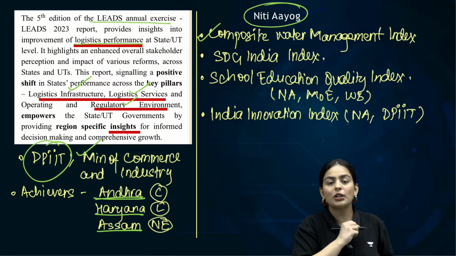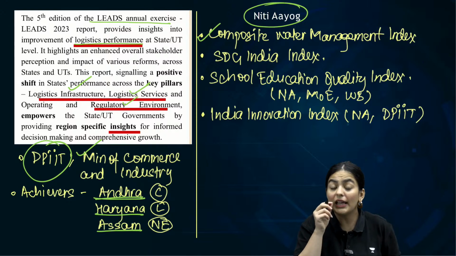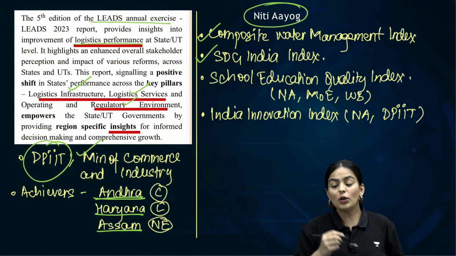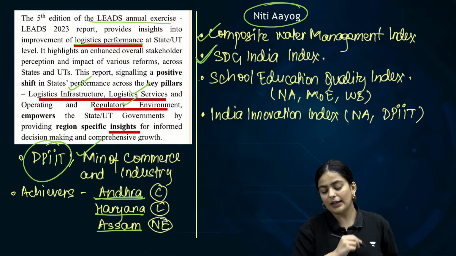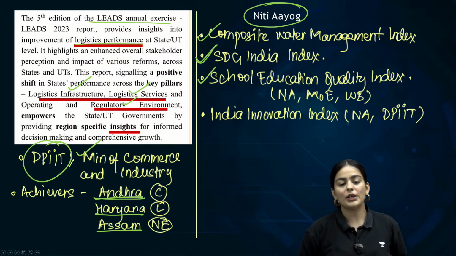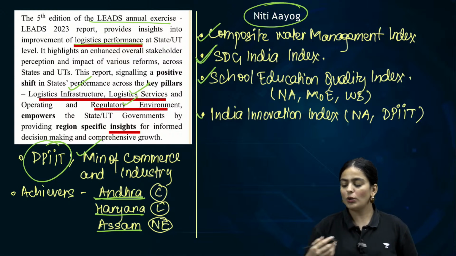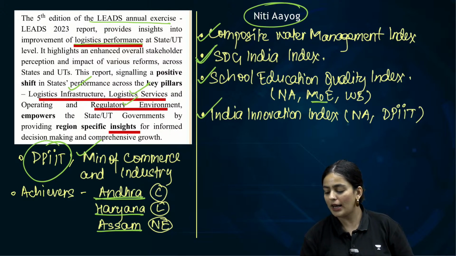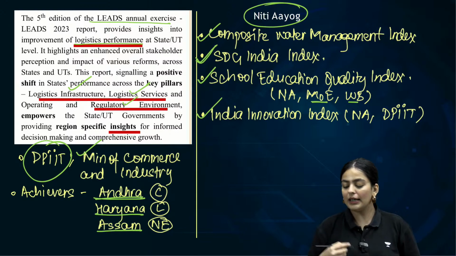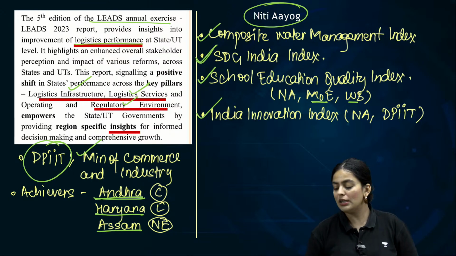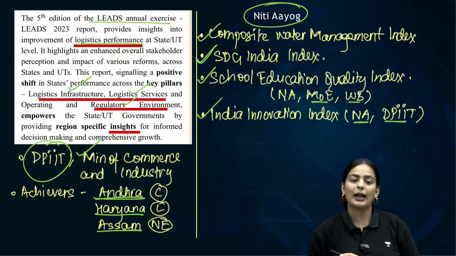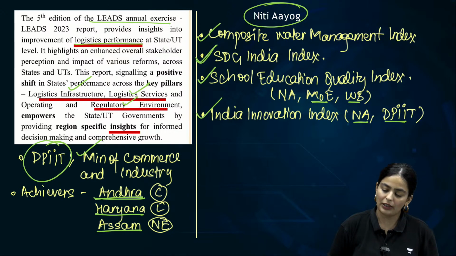When you talk about Niti Aayog, a few important reports have been clubbed here. The Composite Water Management Index, the SDG India Index, it's important. The School Education Quality Index and the India Innovation Index. Of course, the School Education Quality Index also involves the Ministry of Education and World Bank, and the India Innovation Index involves DPIIT and Niti Aayog. Clear about this?